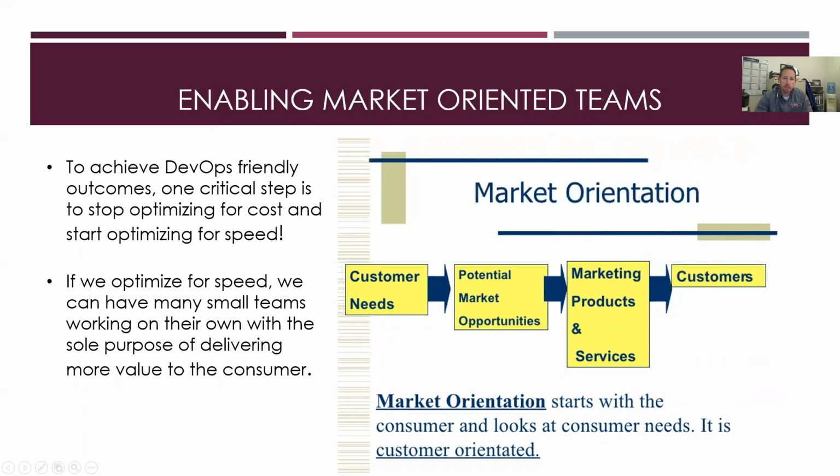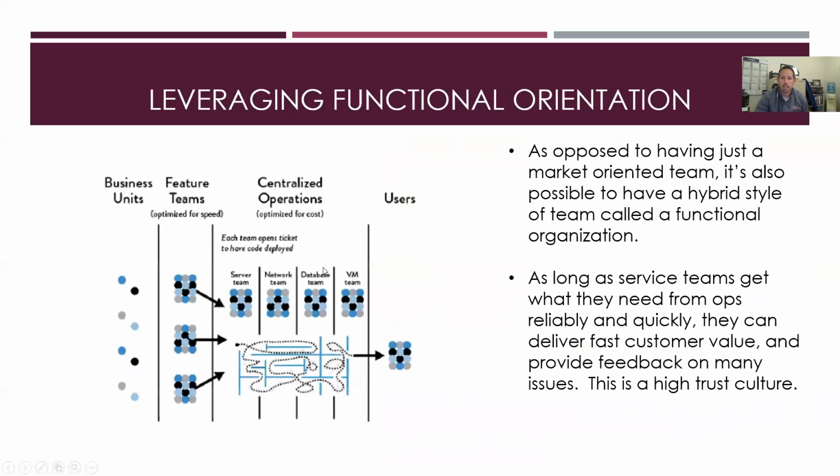If you optimize for speed, we can have many small teams working on their own sole purpose of delivering more value to the customers. If I could sum up the whole chapter with one paragraph, it would be this one that Braden put together: if you optimize for speed, you can have many small teams working with their own sole purpose of delivering more value to the customer, which I think is just awesome.